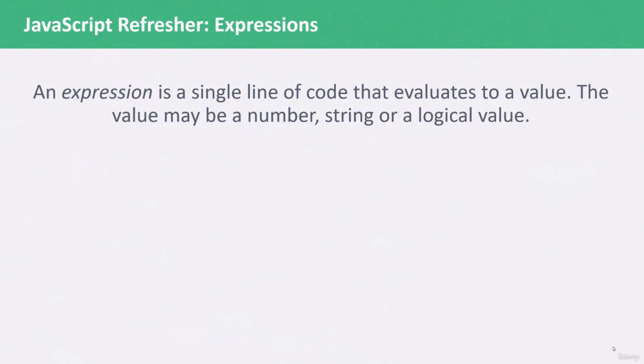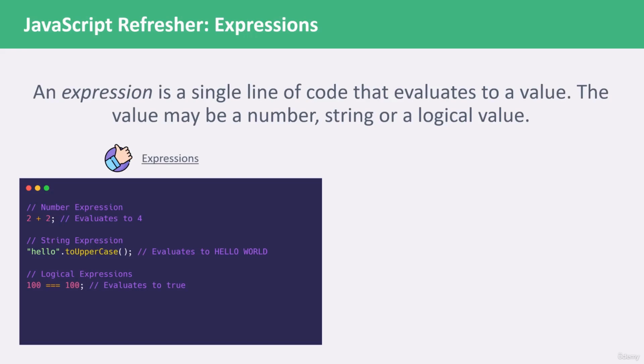Here's a quick refresher on expressions. A JavaScript expression is a single line of code that can be evaluated to a single value. The value can be a number, string, or logical value. There are all kinds of expressions. Here are some examples. Arithmetic operations, basic string manipulation, and logical comparisons are considered expressions. All three examples will evaluate to a single value.